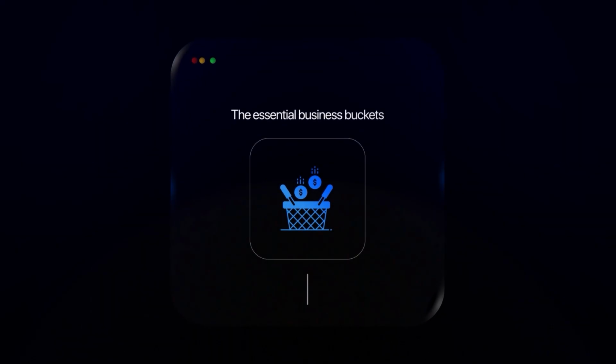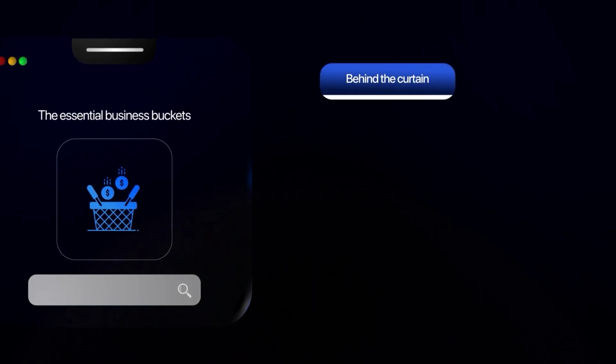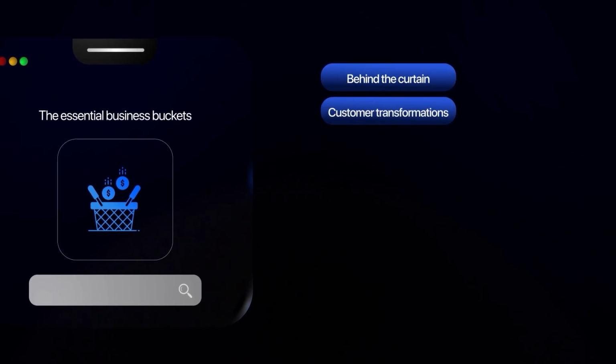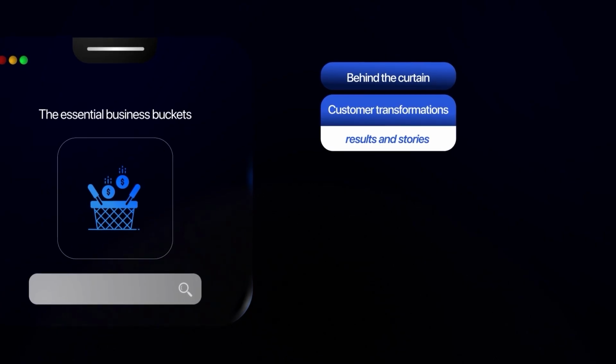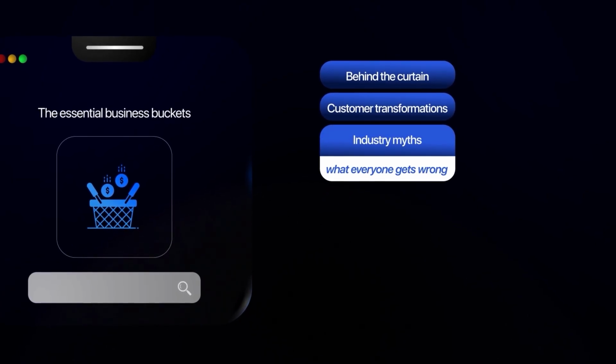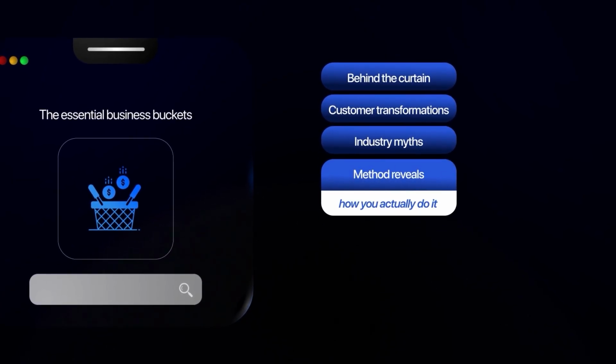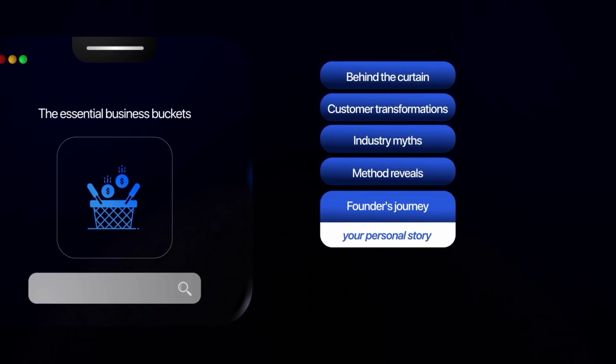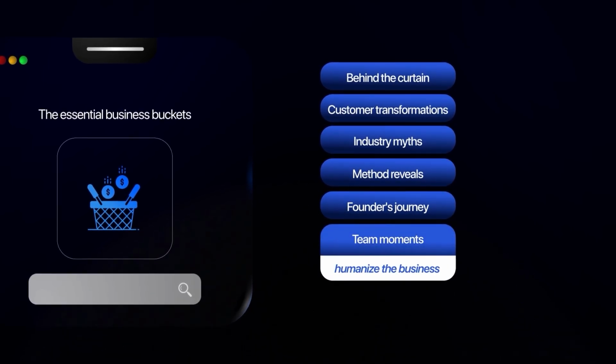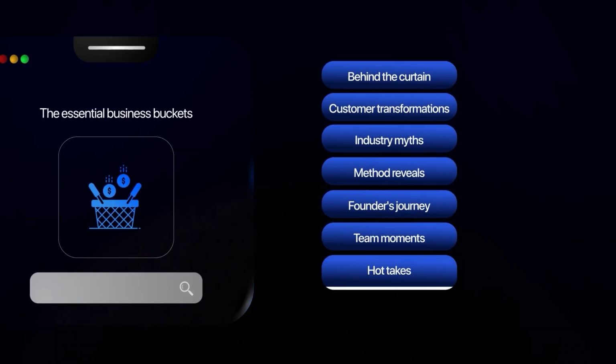Content buckets are categories that you can always pull from. Most businesses only have one bucket, which is promotional stuff. And that's why they run out of good ideas and don't get good engagement. So the essential business buckets can be behind the curtain, where you show your process, customer transformations, which are results and stories, industry myths, what everyone gets wrong, method reveals of how you actually do it, founder's journey, which is sharing your personal story, team moments where you humanize the business, and hot takes, which are controversial opinions.